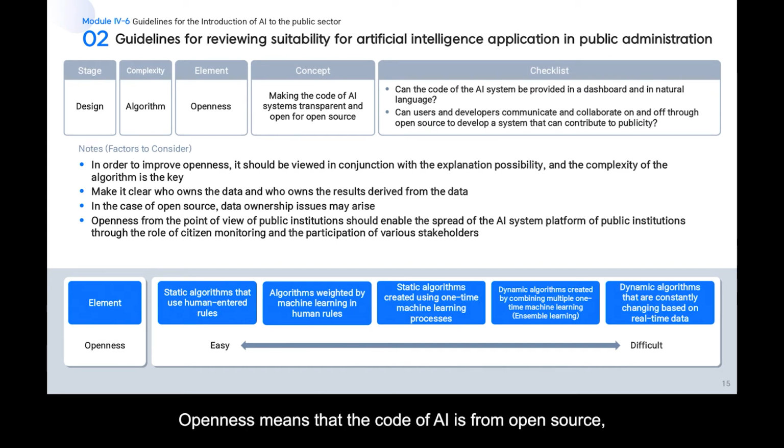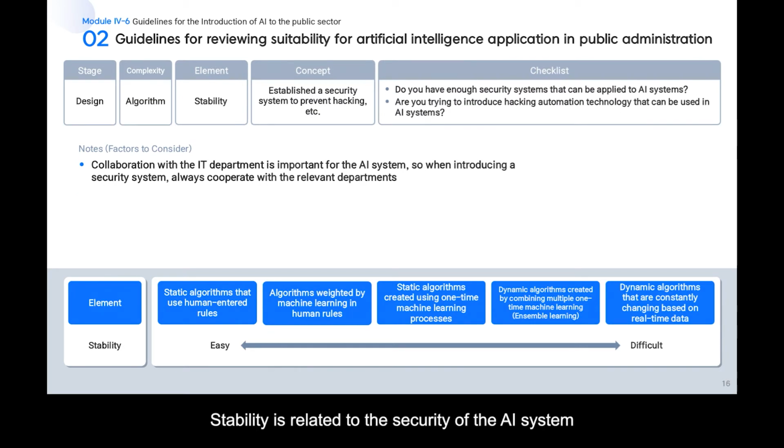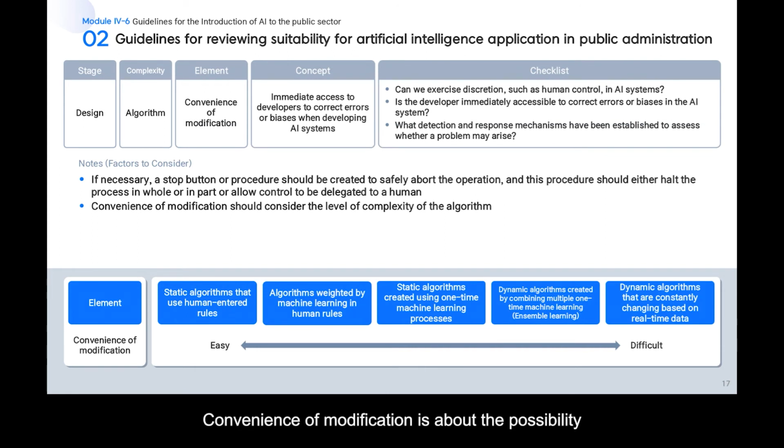Openness means that the code of AI is from open source and therefore transparent. Stability is related to the security of the AI system. Convenience of modification is about the possibility of immediate access to correct errors of the AI system. Economic feasibility, openness, stability, and convenience of modification must be considered with the complexity of the algorithm. The algorithm is the key for these four elements. The more complex algorithms are, the more difficult these four elements are to be satisfied.